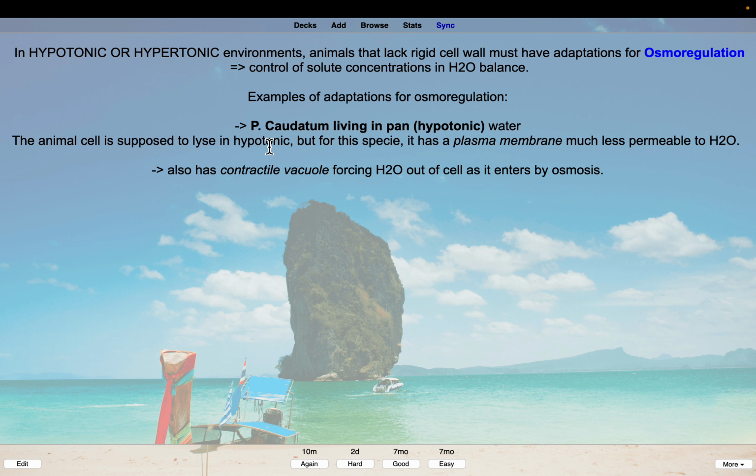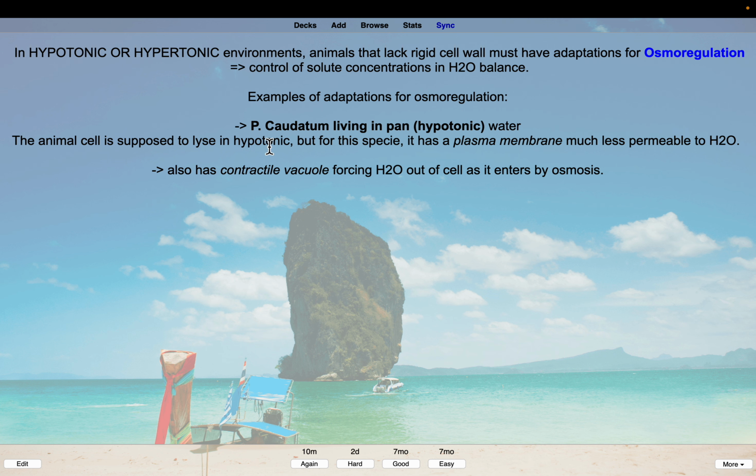But for this particular species, the Paramecium, it has a plasma membrane that is much less permeable to water. So, in a certain sense, its membrane acts more like a cell wall in a plant cell. So even if technically it's an animal cell, it doesn't burst or lyse.